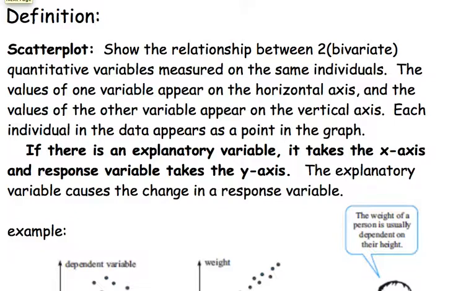So just the definition of a scatter plot: it shows the relationship between two bivariate, which means bivariate in IB, so I wanted to use that terminology for you, quantitative variables measured on the same individuals. The values of one variable appear on the horizontal axis, the x-axis, and the values of the other appear on the vertical axis, the y-axis. Each individual in the data appears as a point in the graph.